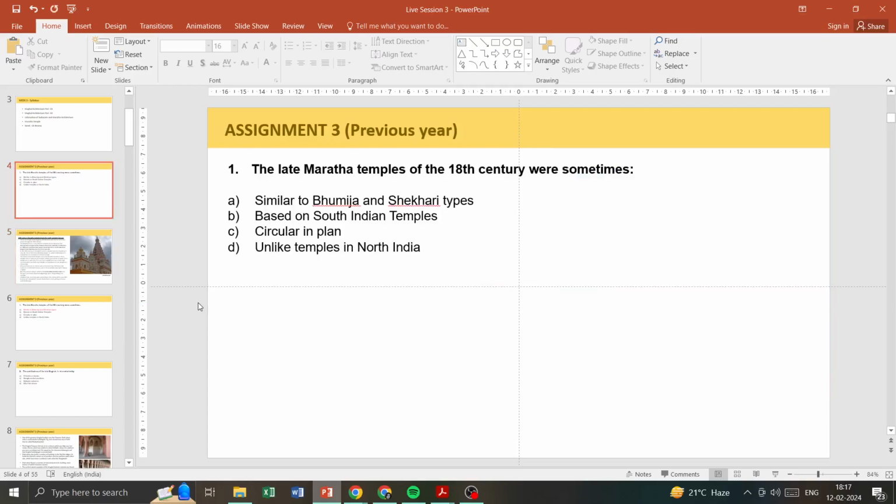So the question was that the late Maratha temples of the 18th century were sometimes similar to Bhumija and Shekhari, based on South Indian temples, circular in plan, unlike temples in North India. First of all, just to clarify, they were not circular in plan, they were square in plan, and they were not based on South Indian temples. They were inspired from the Yadava Bhumija style and the North Indian Shekhari style coming from the Rajput lands and the Sultanate architecture. And so our answer is A. They were similar to Bhumija and Shekhari.